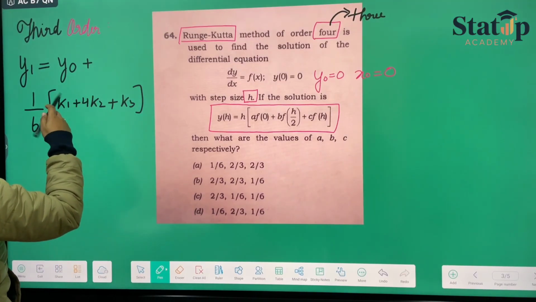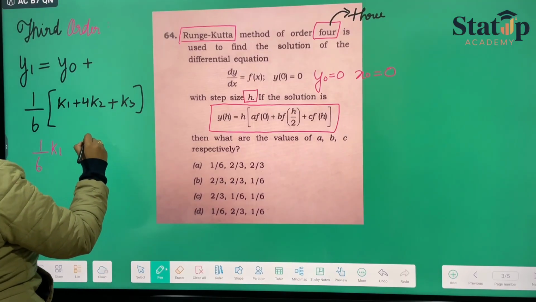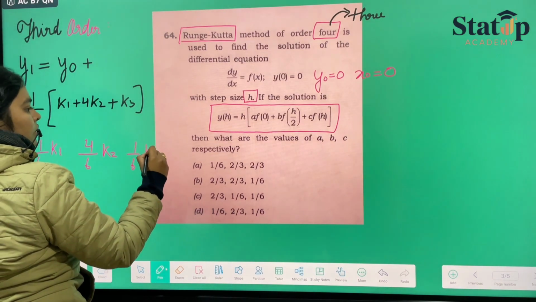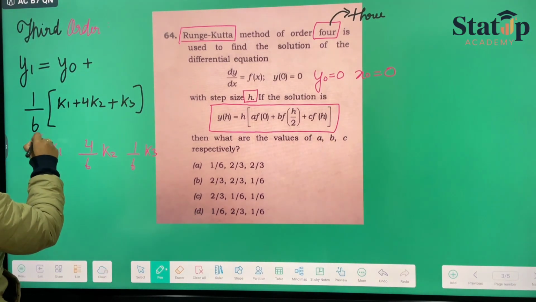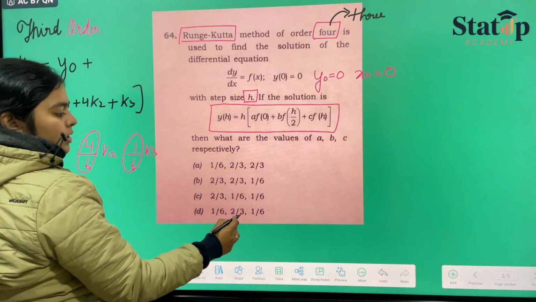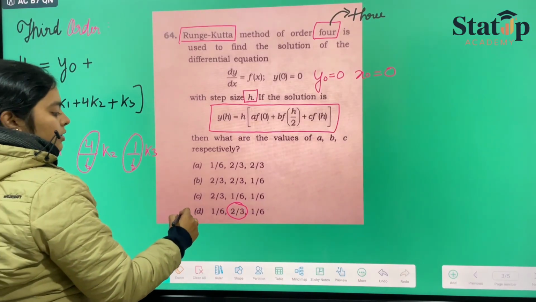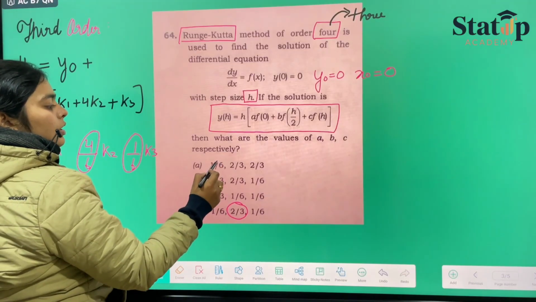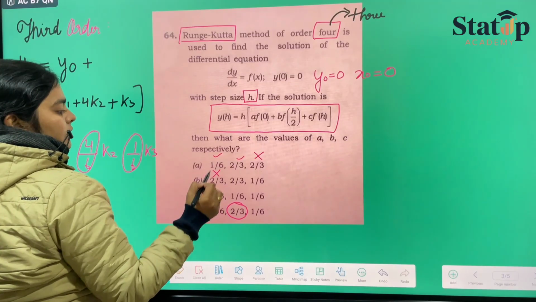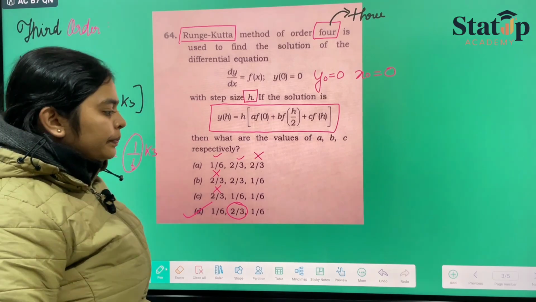Now as we notice this, the coefficient for k1 is 1/6, for k2 it is 4/6, and for k3 it is 1/6 again. Now here the coefficients we notice are 1/6, 2/3 and 1/6. They have confused you by using 2/3, which is again 4/6 only. So our option D is correct. The rest of all, this is 1/6, 2/3, but not 1/6 at the end. Not 1/6 in the starting. That's why the fourth option is correct.